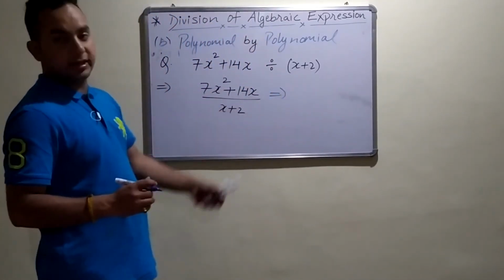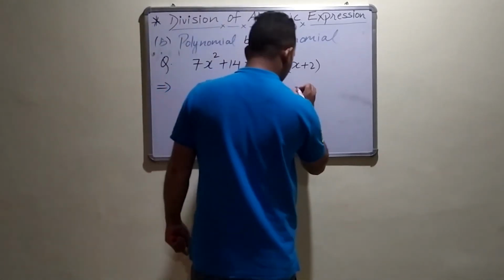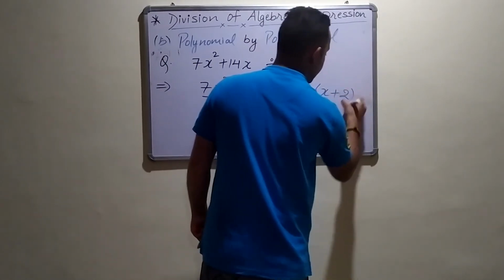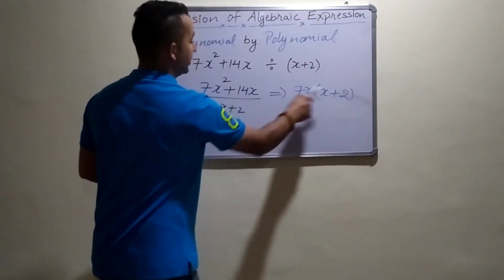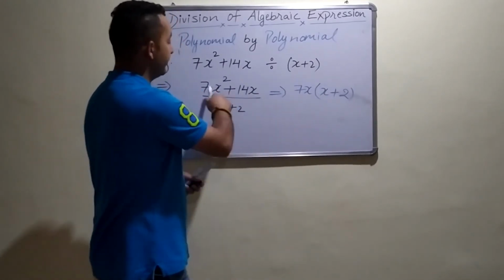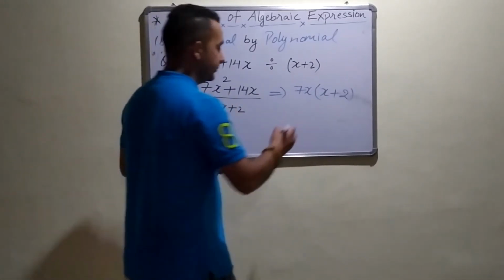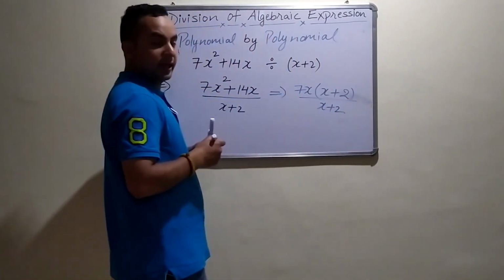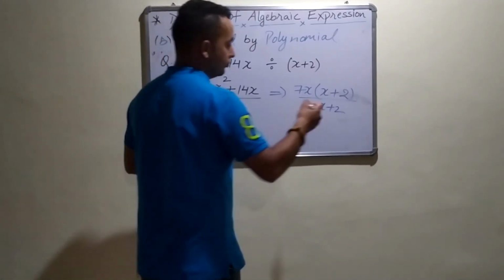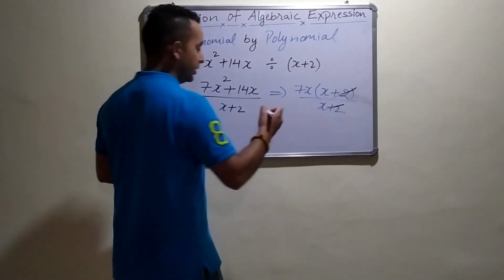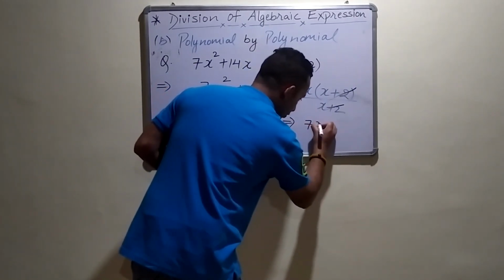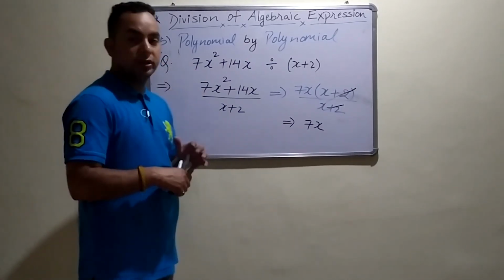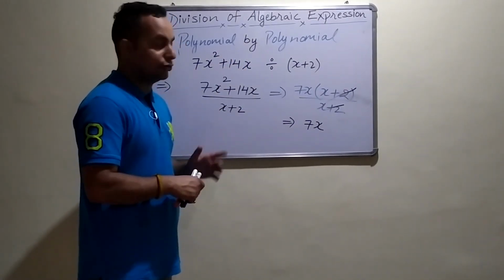7x square, 14x, now what is common? 7x is the common, and then you can write x plus 7x multiply with the number 2. That is 7x multiply with the number 2 is 14x, and 7x multiply with the number x, that is 7x square, and x plus 2 as it is. Okay, x plus 2 and x plus 2 both cancel because they are common. So at last, your product is 7x. This is your answer, and this is how you are going to solve the polynomial by polynomial.